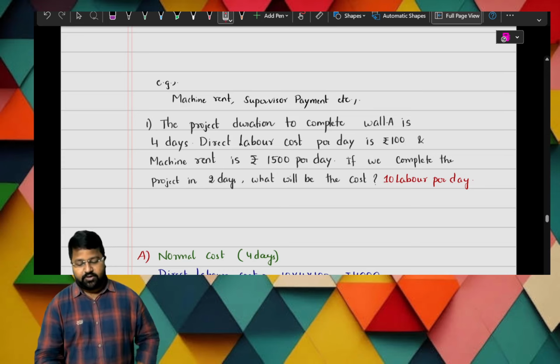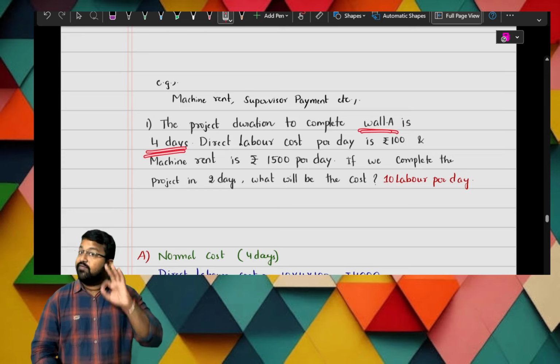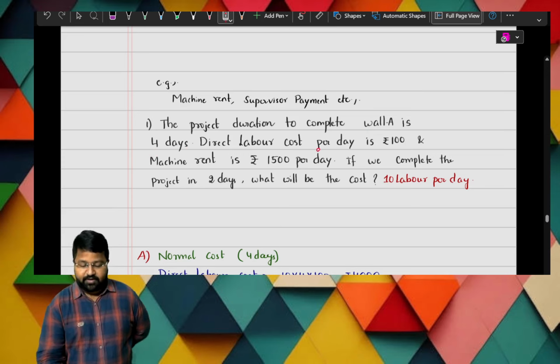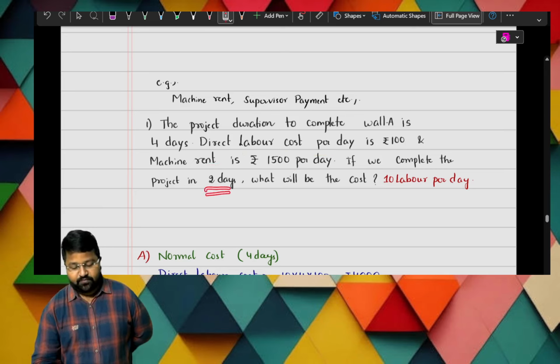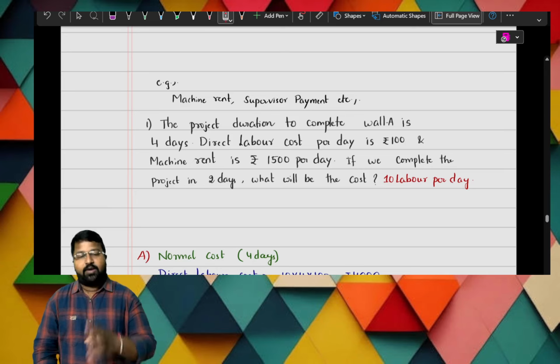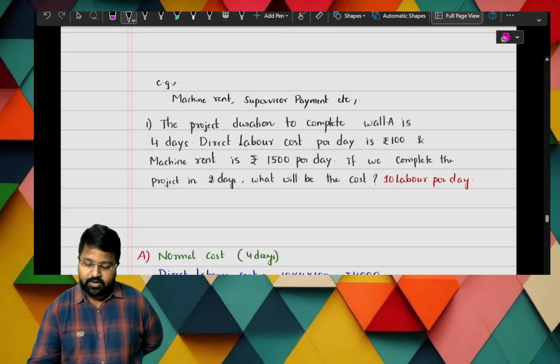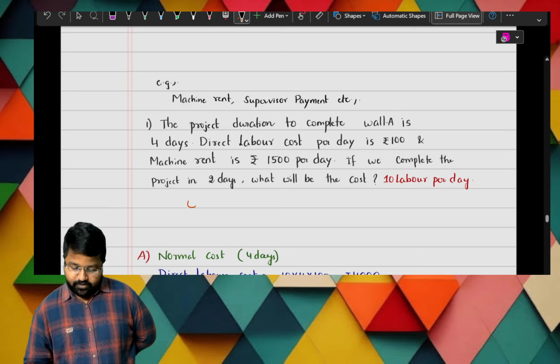The first one: the project duration to complete the wall is 4 days. Direct labor cost per day is 100, and machine rent is rupees 1500 per day. If you complete the project in 2 days, what will be the cost? First, calculate the cost for normal, that is 4 days. What is the 4 days cost?